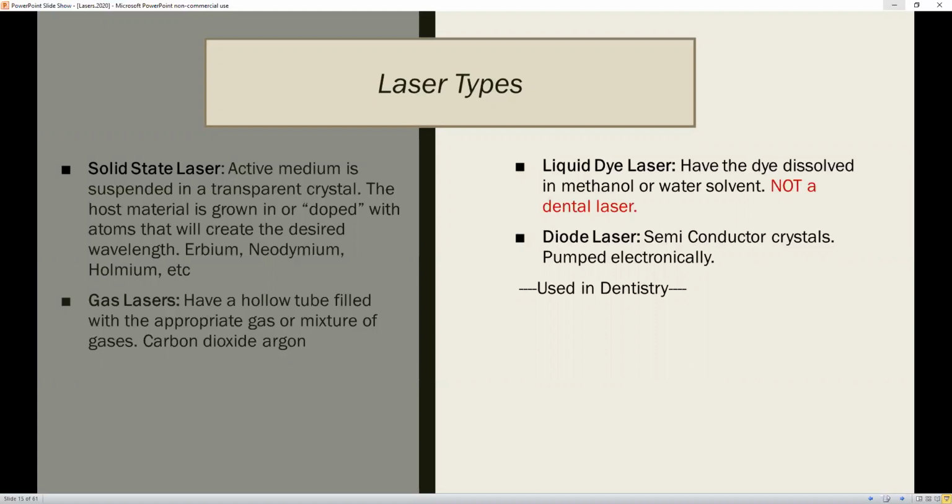And then you've got the diode laser, which is what we use in dental hygiene, and that's a semiconductor, and crystals are pumped electronically and, again, used in dentistry. So the liquid dye laser is not used in dental treatment. We are using diode lasers, which have a semiconductor.